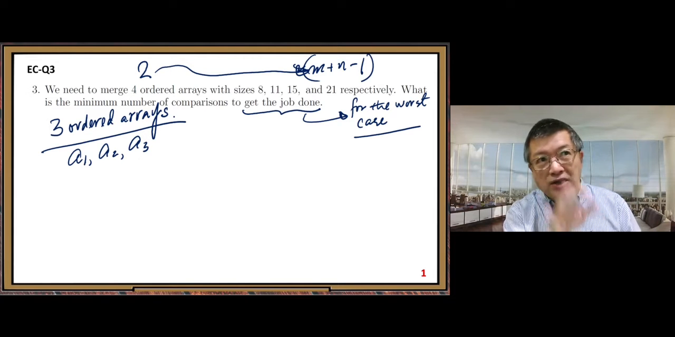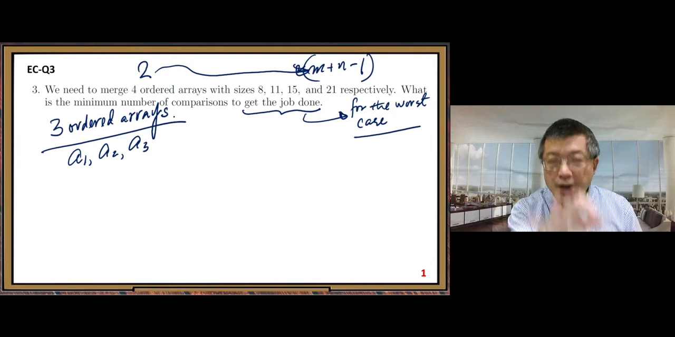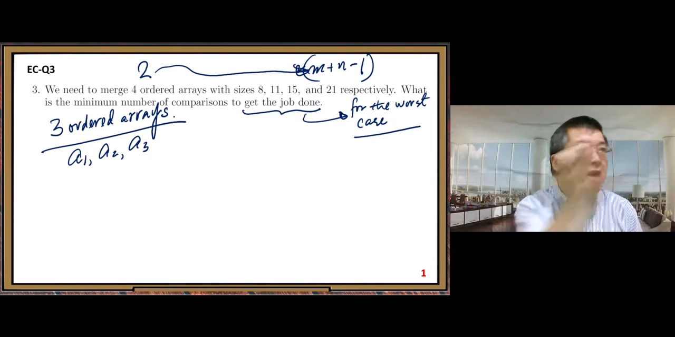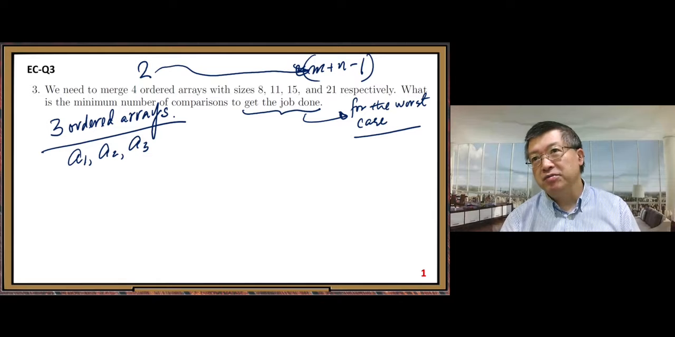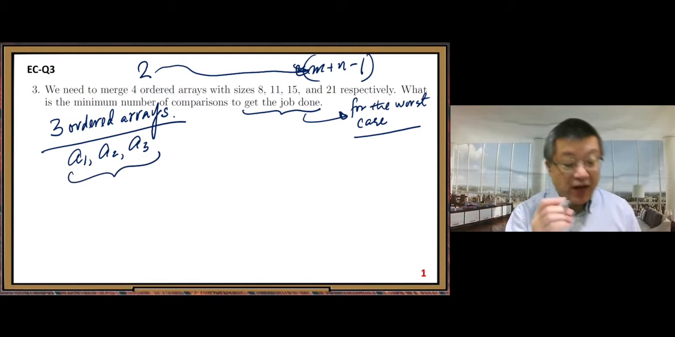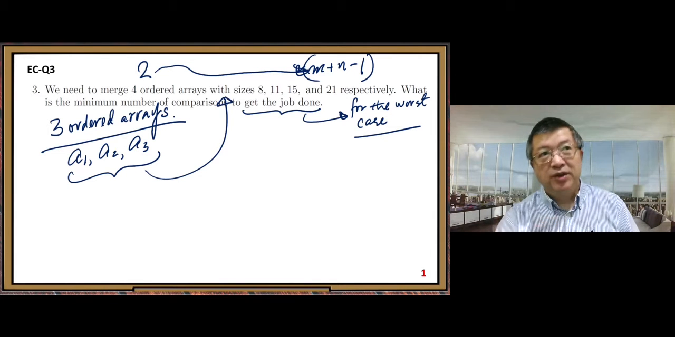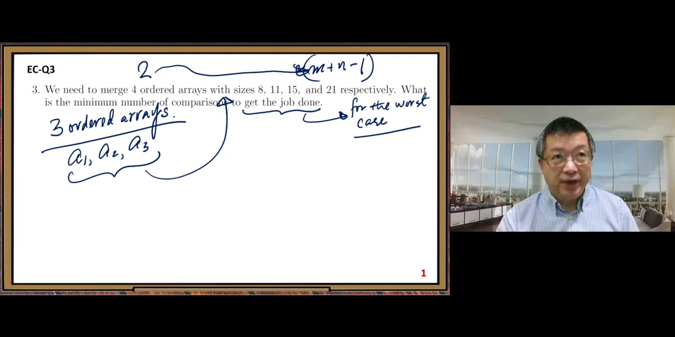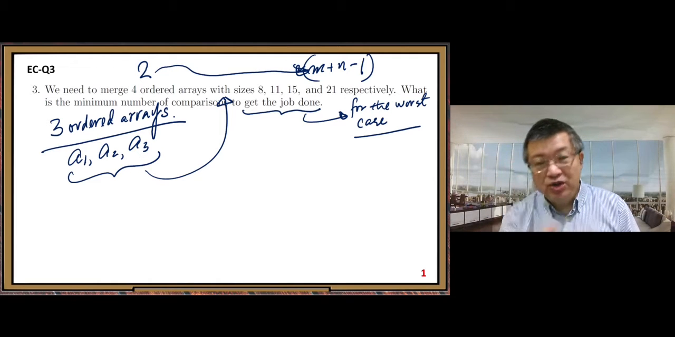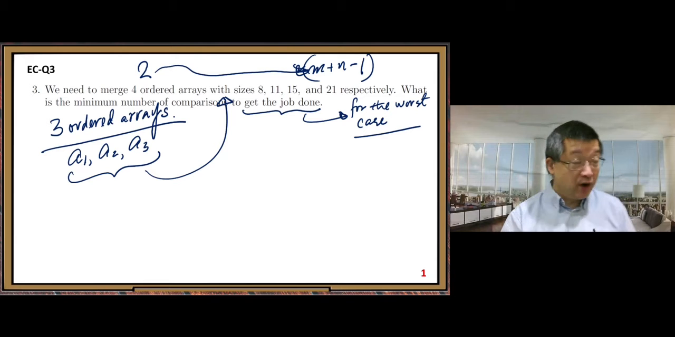Now, let us do the same thing, merge these 3 ordered arrays. What is the minimum number of comparisons? If we can figure out this special case, then we go to 4 ordered arrays. You will see it's not too much harder, because you have some partial result you can use. All right, so let's work on this one.